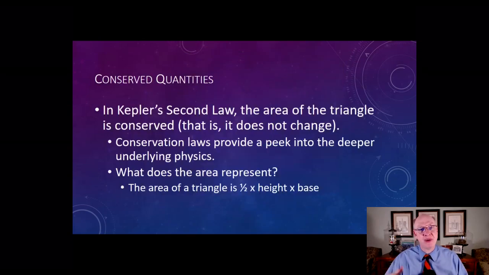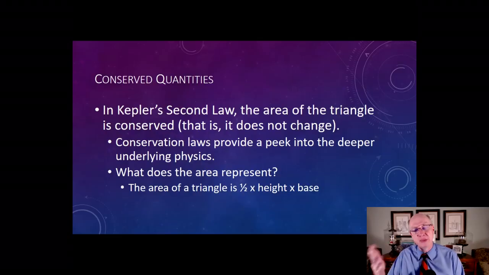But there's something deeper behind it. Because in Kepler's second law, the area of the triangle is conserved. It doesn't change. And in physics, conservation laws are really important. When we have things that are conserved, on the face of it, it sounds simple, right? You probably remember from high school chemistry class that mass is conserved in a chemical reaction. But that means that there's a much deeper underlying chemistry or underlying physics in that case.